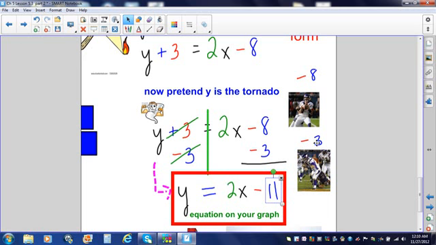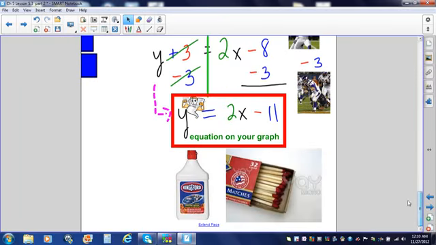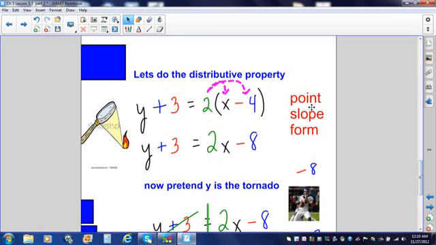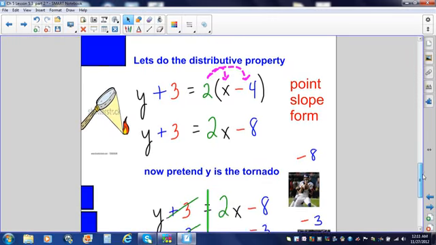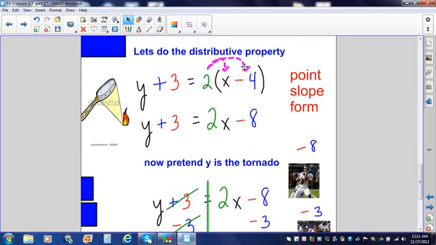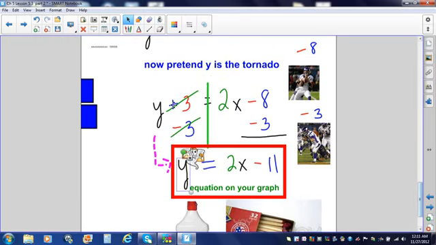-8 and -3 gives you -11. Y is our tornado. Y equals 2x minus 11. Boy, that looks really familiar. Oh, that's right. Y equals 2x minus 11 is the equation you wrote on your graph. So hopefully now you can see that point slope form and y equals mx plus b slope intercept form really mean the same thing. They just look different. All we did was distribute and then pretend that y is a tornado.